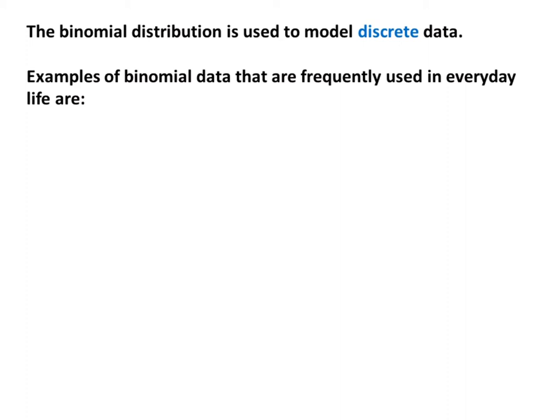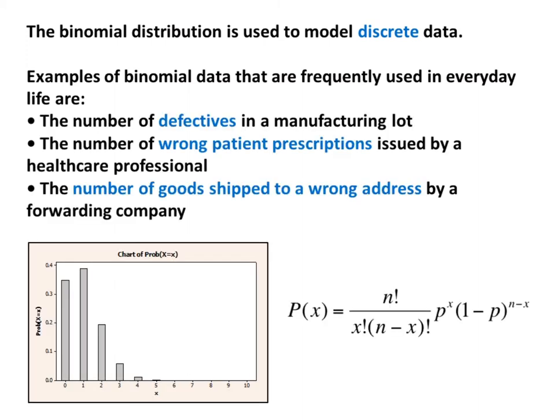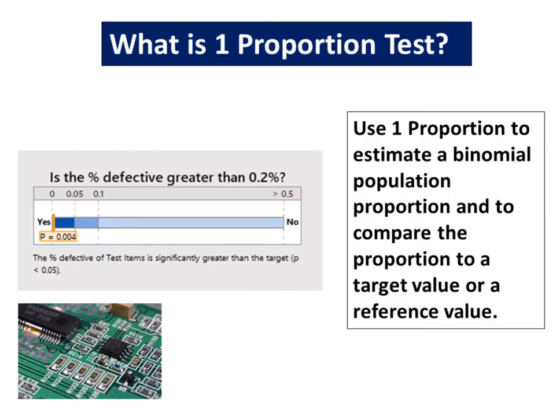Examples of binomial data that are frequently used in everyday life are the number of defectives in a manufacturing lot, the number of wrong patient prescriptions issued by a healthcare professional, the number of goods shipped to a wrong address by a forwarding company. What is one proportion test?